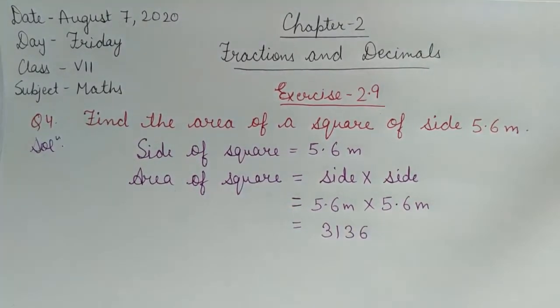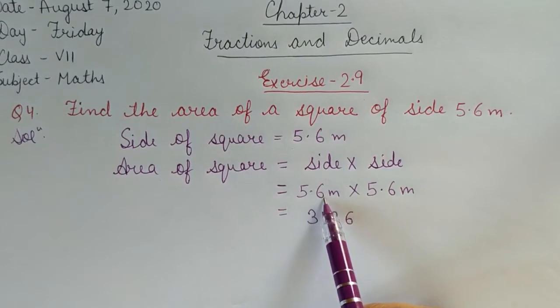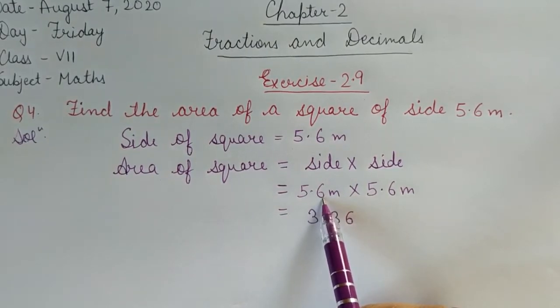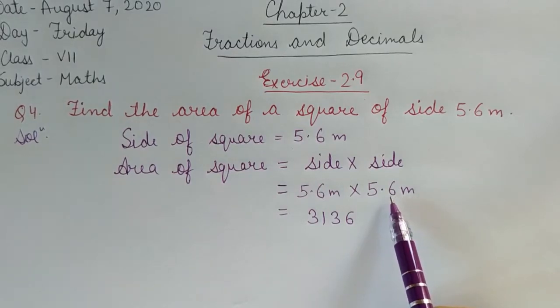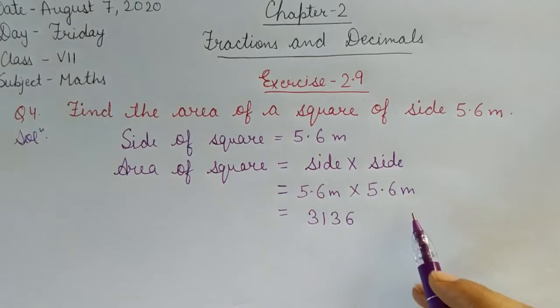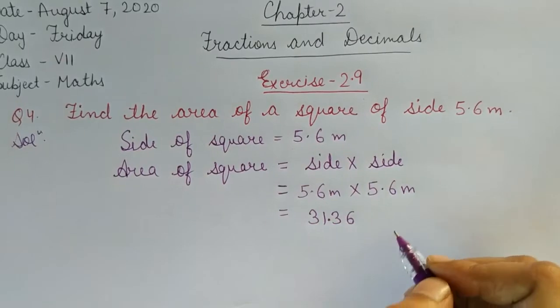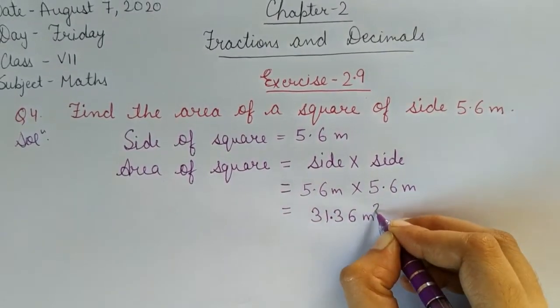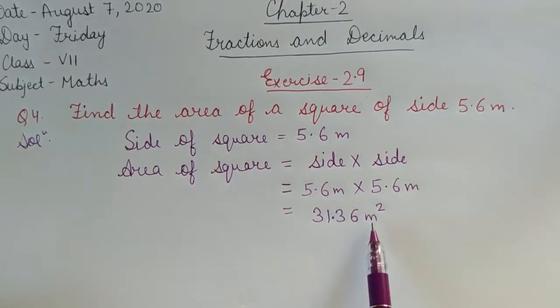3136. Now we have to put the decimal. So as you can see here, after decimal there is one digit. So there is one decimal place, and here also after decimal there is one digit. So here also there is one decimal place, and to multiply we will add the decimal places. 1 plus 1, that is 2. Now starting from the right we will leave two digits and put the decimal. And the unit of area you all know is meter square. Also you can say meter multiplied by meter will be meter square.